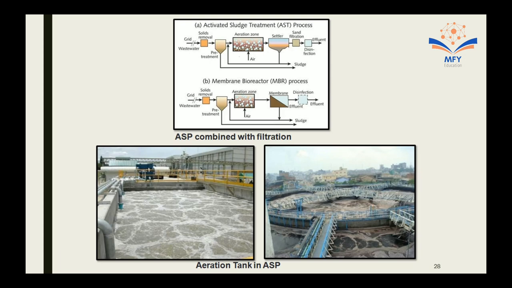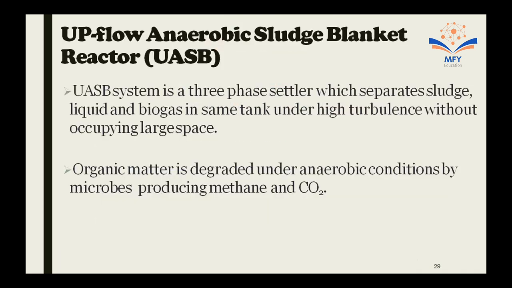Now we are going to move towards the UASB, upflow anaerobic sludge blanket reactor. The UASB system is a three-phase settler which separates sludge, liquid and biogas in the same tank under high turbulence without occupying large space. Organic matter is degraded under anaerobic conditions by microbes producing methane and carbon dioxide. It is more effective than conventional aerobic processes, produces only 5 to 10% of sludge, hence more popular among anaerobic treatment methods.